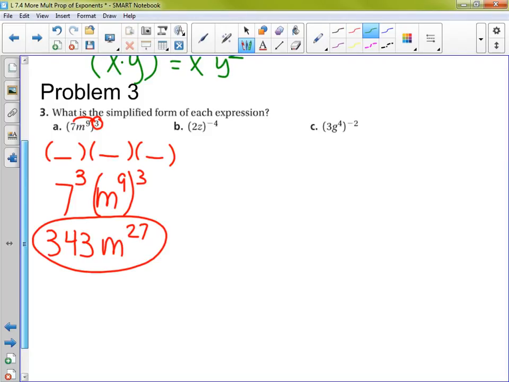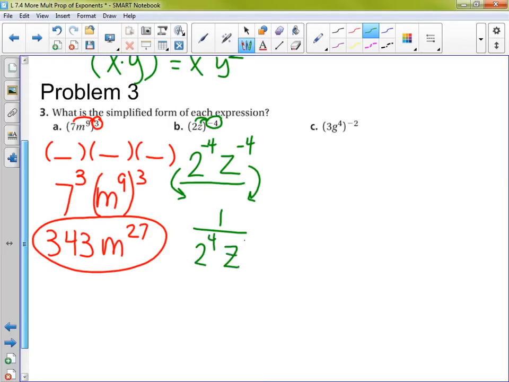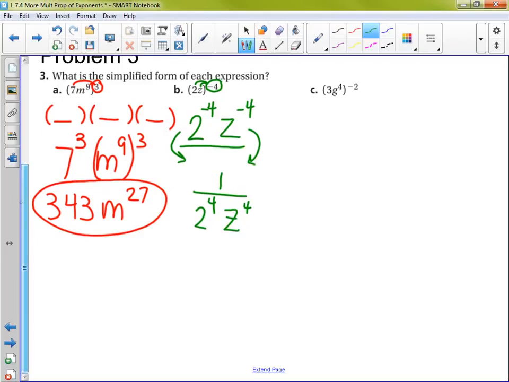If I do that in part B with a negative exponent, I'm going to give the negative 4 exponent to the 2 and to the z, so I get 2 to the negative 4th, z to the negative 4th. Both of these exponents are negative, so I'm going to move both of them to the bottom and make it 1 over 2 to the positive 4th and z to the 4th. And you can go one step further. 2 to the 4th is 16. 2 times 2 times 2 times 2.